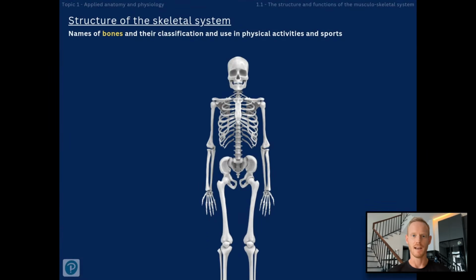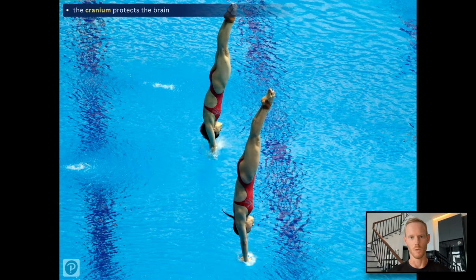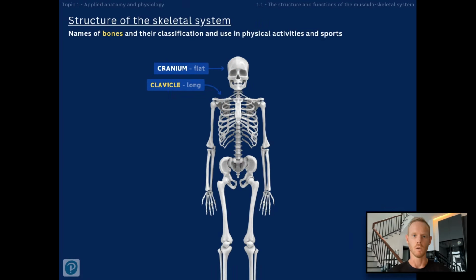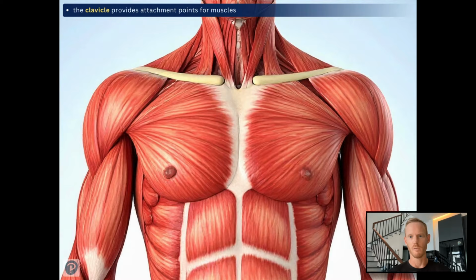You need to know the anatomical names of the major bones and their classification. The cranium or skull is a flat bone. Its role is to protect the brain, for example, when making contact with the water in diving. The clavicle or collarbone is a long bone. Unlike most long bones, its primary role is to provide attachment points for muscles.